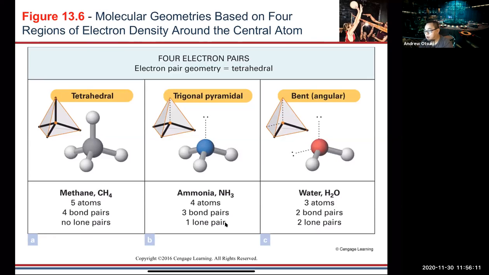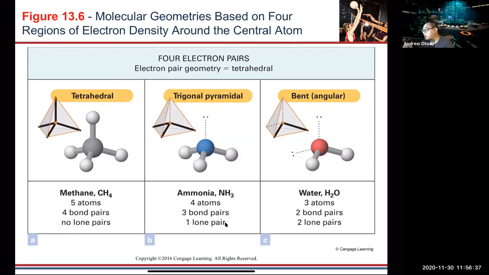All bonded electrons, so 4 bonding pairs of electrons, and no lone pairs. When we get to 1 lone pair, we get to ammonia. That's trigonal pyramidal. We still have 4 atoms. We have 4 atoms this time because we substitute one of those atoms for a lone pair. 3 bond pairs, 1 lone pair.